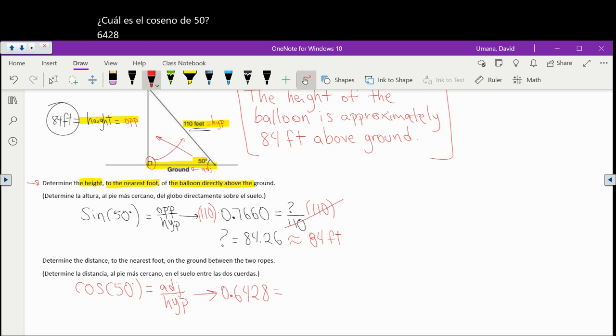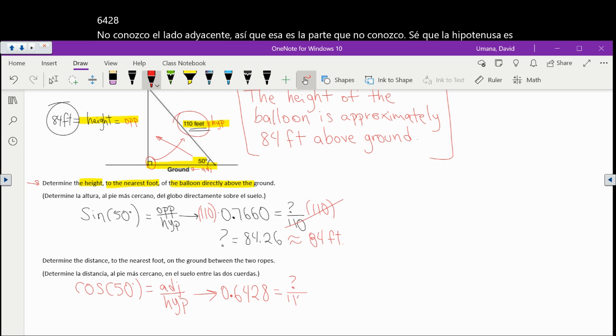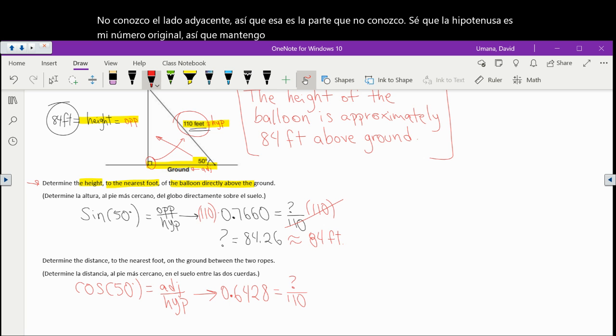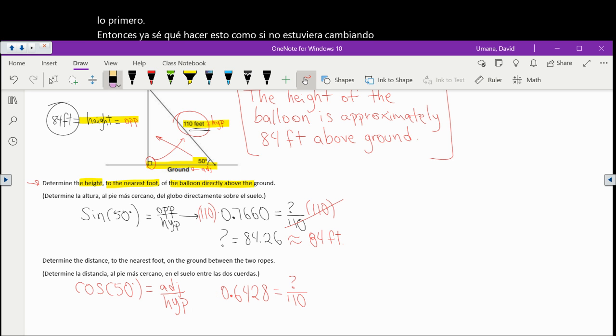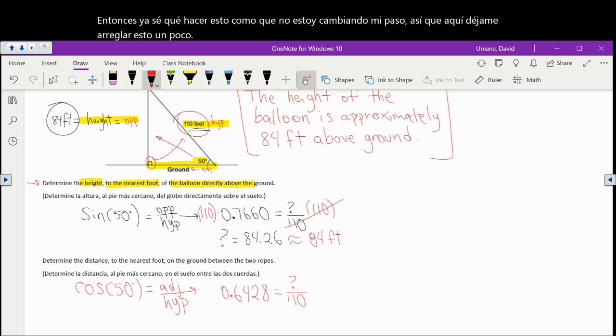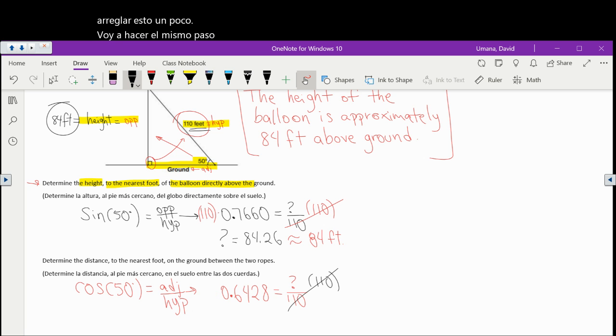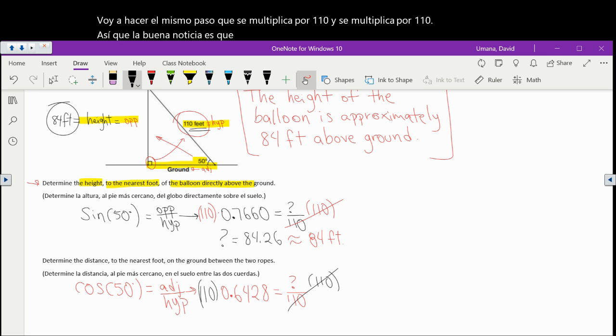I don't know the adjacent side, so that's the part I don't know. I know the hypotenuse is my original number, so I keep the 110. And the nice thing about this one is, if I already know what to do the first time, then I already know what to do this time. I'm not changing my step. So in here, let me fix this a little bit. I'm going to do the same step, which is multiply by 110 and multiply by 110. So the good news is I get to do this twice. Okay.